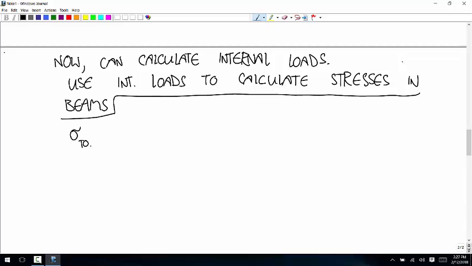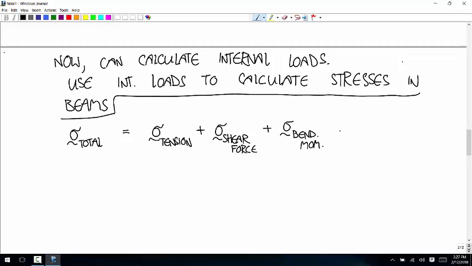The total stress tensor then is going to be equal to the stress due to tension plus the stress due to shear force plus the stress due to bending moment plus the stress due to torque.